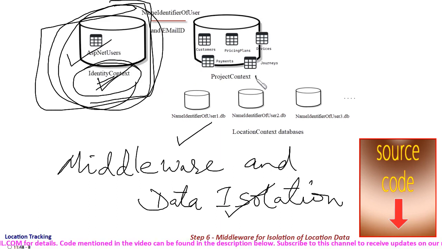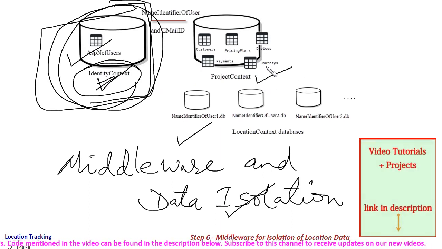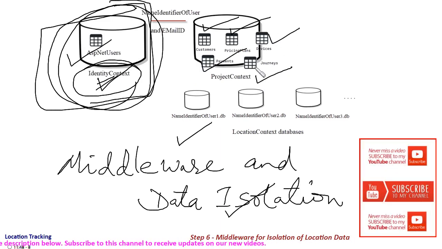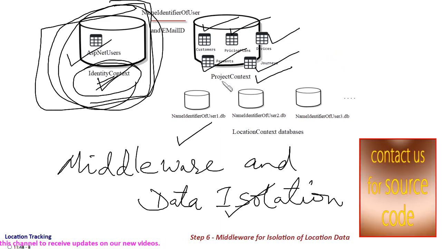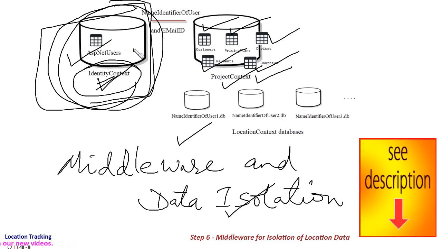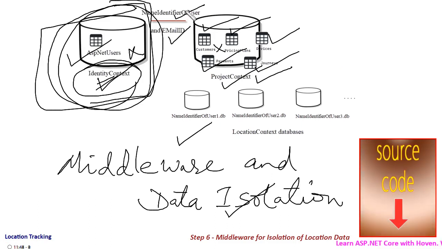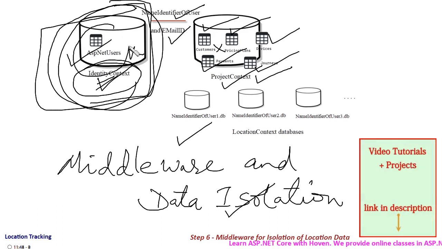The second database is project context that contains the customers table, pricing plans, devices of a customer, payments of a customer, and the journeys made by a customer. This all is kept in a separate database called project context. The connection between this database and this database is through the name identifier of the user and the email ID. Both of these are unique identifiers of the user in this ASP.NET users identity table.